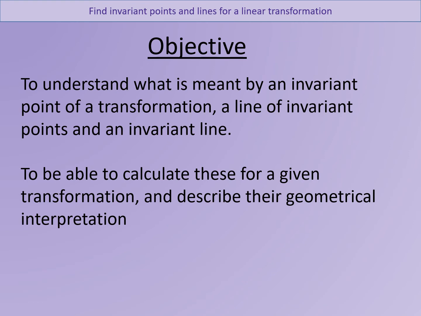In this lesson, we're going to look at the idea of an invariant point of a transformation. That is a point that is not moved by that transformation, it stays in the same place. We're also going to look at lines of invariant points and also invariant lines. We're going to look at how to calculate these for different transformations, and we're also going to look at how to describe the geometrical significance of these.